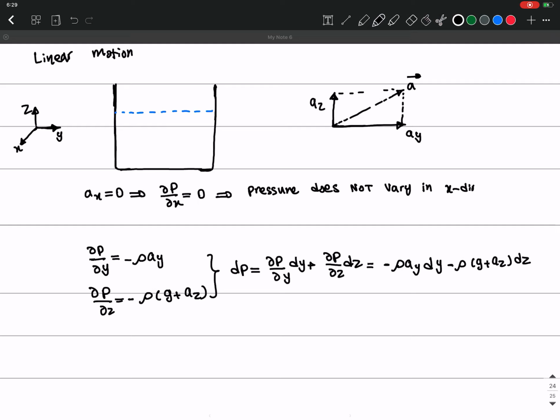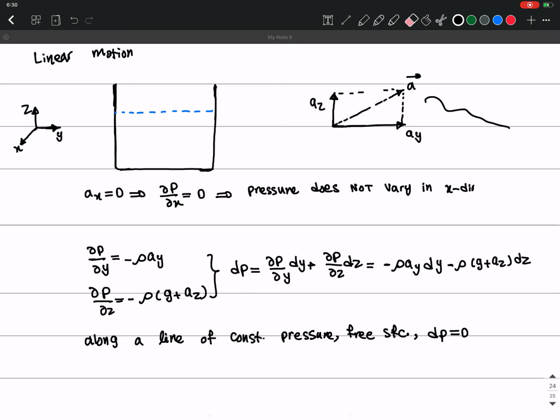Now I want to see along a line of constant pressure, for example the free surface. Let's say I want to find the shape of the free surface. I know that along the free surface line, or any line of constant pressure, dP is going to be 0. Along the free surface of the water you only have atmospheric pressure everywhere. It's the same pressure, atmospheric pressure, everywhere, right?